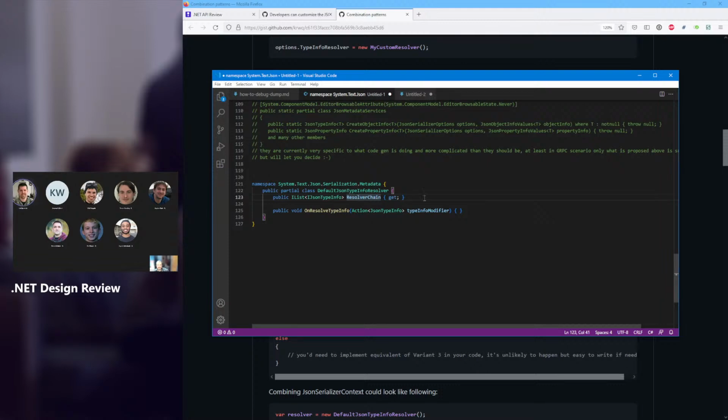So the resolver chain property is not a chain of resolvers, it's a chain of... Oh, I copied the wrong one.